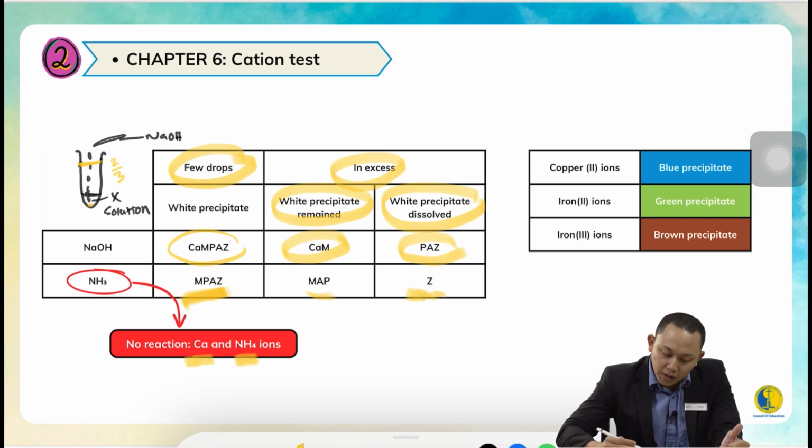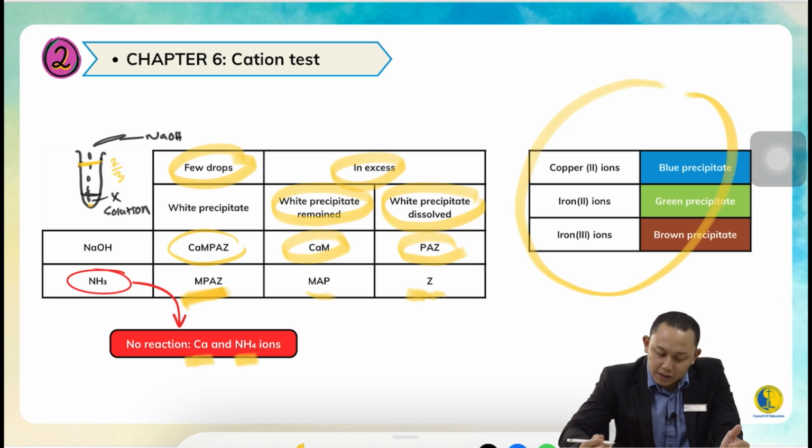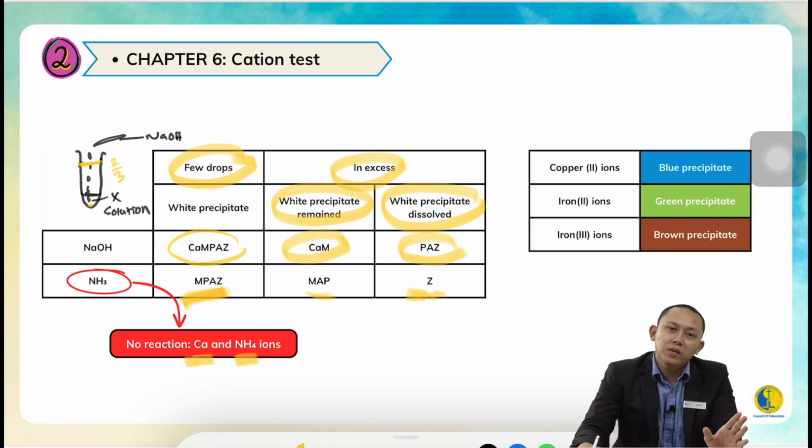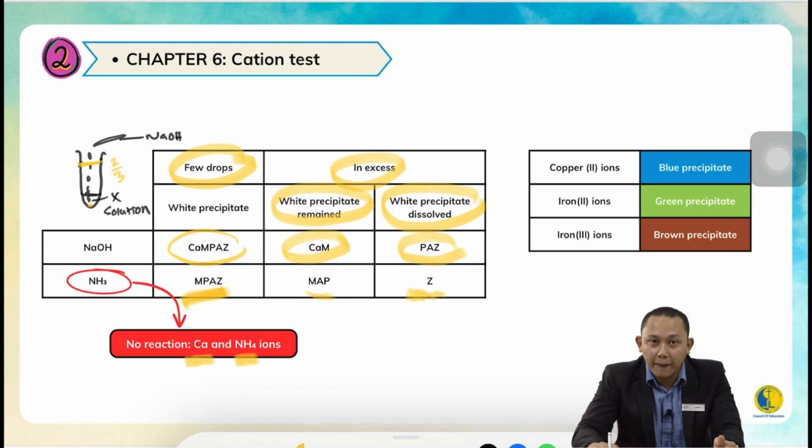Now look at this table on the next slide. Copper 2 ions, blue precipitate; iron 2 ions, green precipitate; and iron 3 ions, brown precipitate. What does it mean? Just now I told you that when you add a few drops, for these 5 ions you will see the white precipitate. What if you observe a colored precipitate? By colored precipitate I mean these 3: blue precipitate, green precipitate, and brown precipitate.